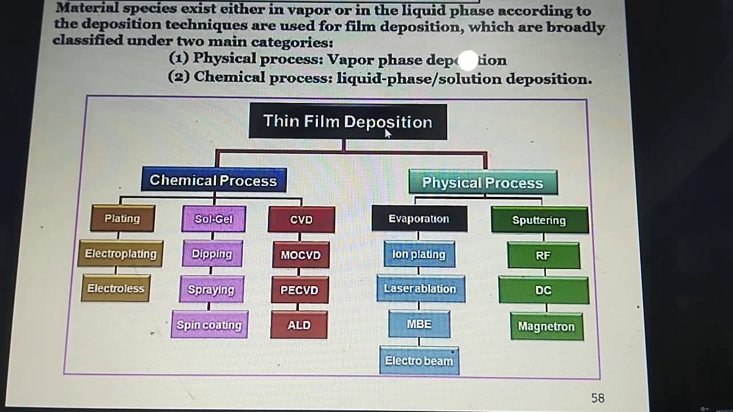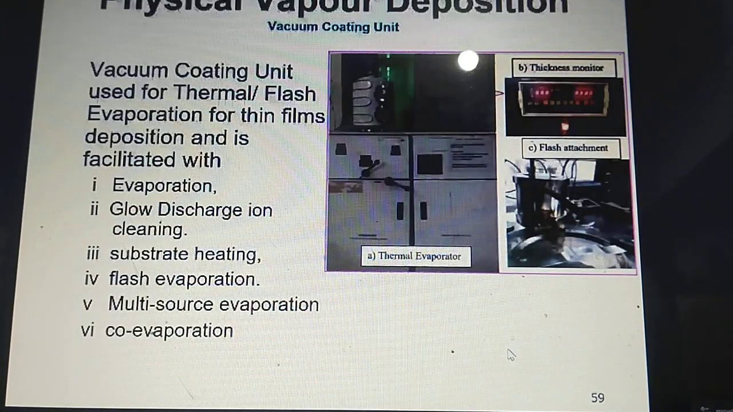So these are the various techniques that are used for achieving the solar cells: vapor phase deposition, chemical deposition. These are chemical processes or physical processes. They are very important. So in physical process we use vapor phase deposition. In chemical process we use liquid phase solution deposition. So you see, so many techniques are there. So let me introduce a few of them.